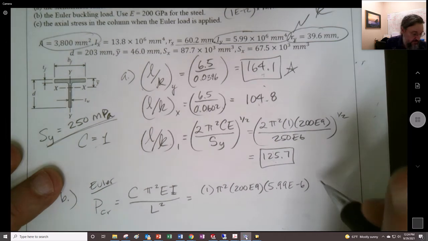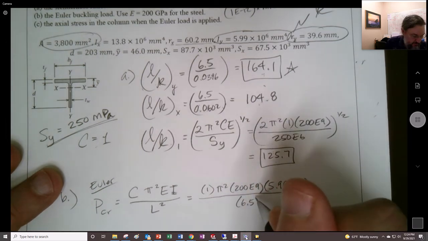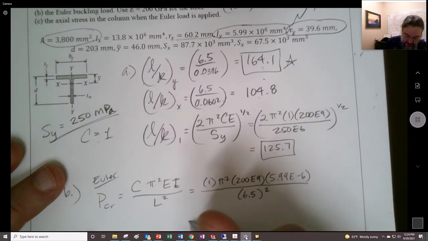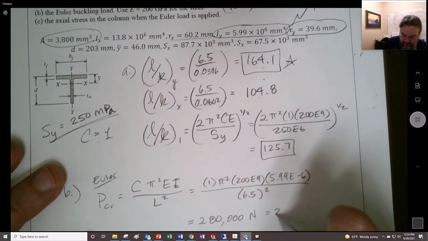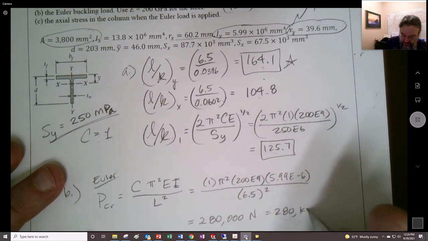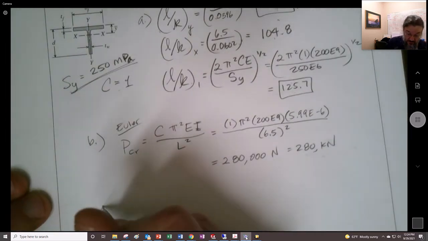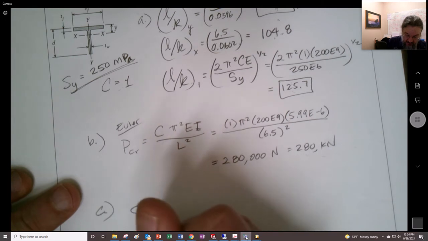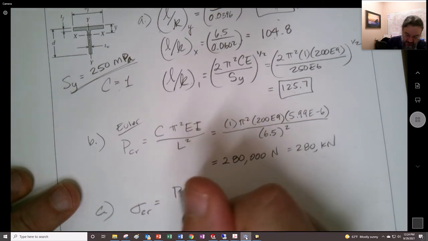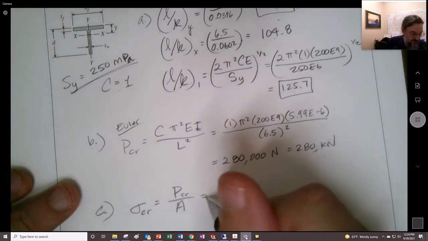And do I need to put anything in there? No. We get 6.5 is the meters, and we end up with 280,000 newtons, or 280 kilonewtons. That's a lot, right? And then if we want to have the critical stress, that's just going to be the critical force over the area.